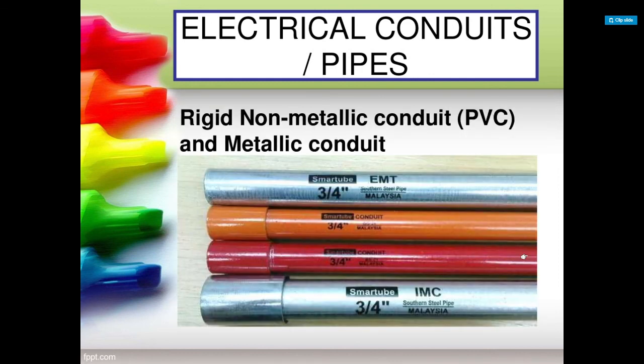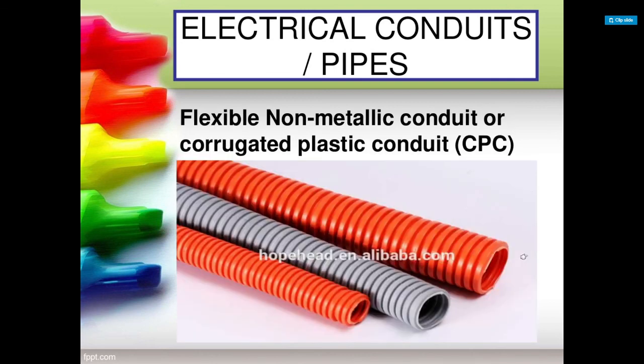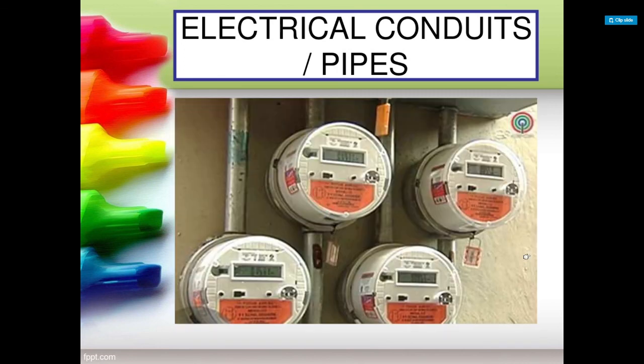These are examples of electrical conduits. They could be made of metal or plastic, rigid or flexible. When we say rigid, they are hard and tough. But when we say flexible, we can easily bend them, like this corrugated plastic conduit or flexible hose. So these are how electrical conduits are used.